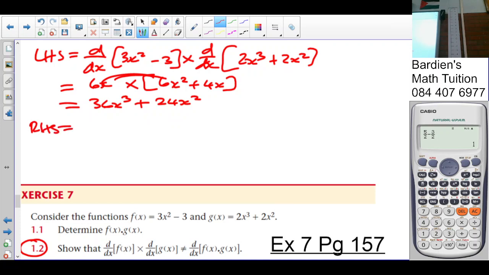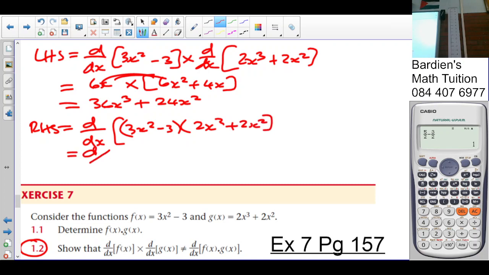says you got the derivative with respect to x of f of x times g of x. So f of x is 3x squared minus 3. G of x is going to be 2x cubed plus 2x squared. So before I can apply my derivative, I must multiply the story out, which now gives me 6x to the 5 plus 6x to the 4 minus 6x cubed minus 6x squared.